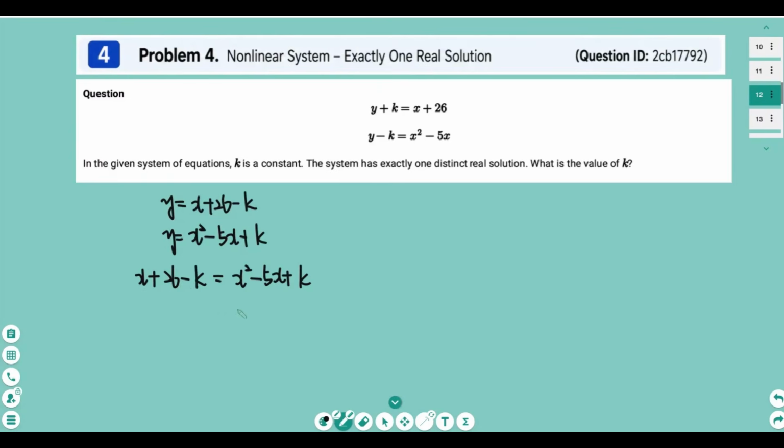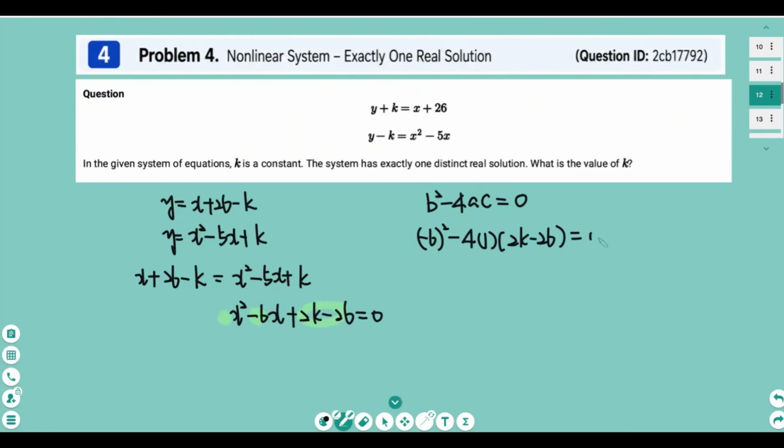Moving everything to one side, we get x squared minus 5x minus x, which is minus 6x, then minus k minus k, which is minus 2k, plus 26... so x squared minus 6x plus 2k minus 26 equals 0. For exactly one real solution, the discriminant b squared minus 4ac must equal 0. Plugging in a equals 1, b equals negative 6, c equals 2k minus 26, we get negative 6 squared minus 4 times 1 times (2k minus 26) equals 0.